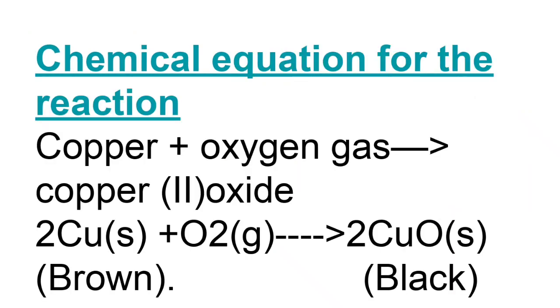The chemical equation for the reaction: copper plus oxygen gas to give us copper 2 oxide. Now, it's important to note that the color of copper is brown and the color of copper 2 oxide is black. So that is one of the observations, because copper combines with oxygen to form copper 2 oxide, which is black in color.